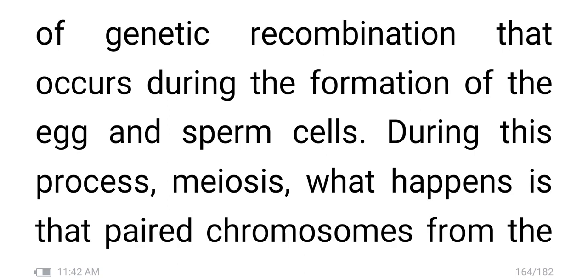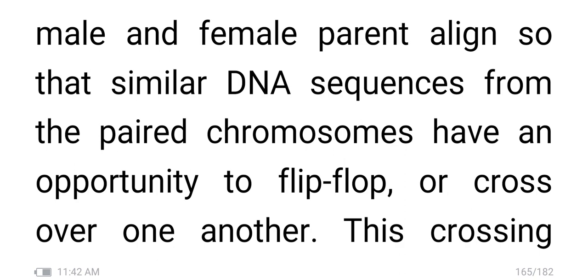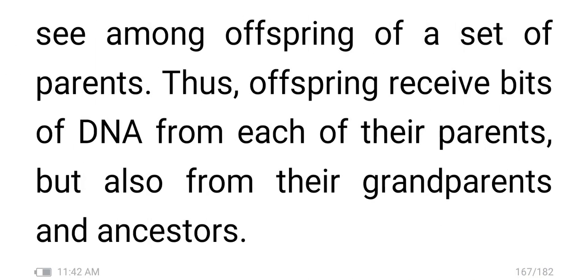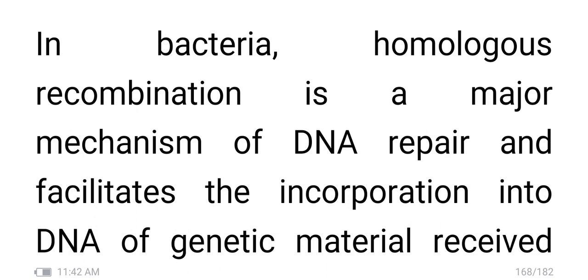During this process, meiosis, paired chromosomes from the male and female parent align so that similar DNA sequences from the paired chromosomes have an opportunity to flip-flop or cross over one another. This crossing results in the shuffling of genetic material, just like gentle shuffling of a deck of cards. And it's important because it's one of the sources of genetic variation that we see among offspring of a set of parents. Offspring receive bits of DNA from each of their parents, but also from their grandparents and ancestors.